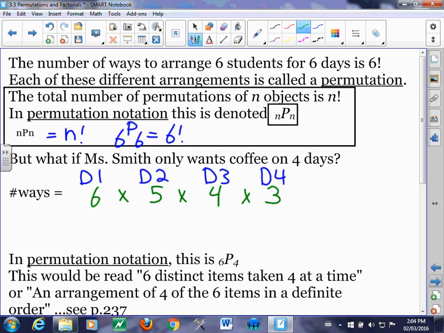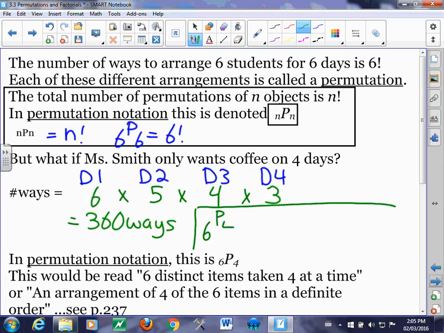So you can't use just your 6 factorial here, folks. If you plug it in your calculator, you're going to get 360 ways. And I'll show you how to use the permutation notation. However, here is the shortcut using permutation notation. If we have 6 people, but we only want it for 4 days, this is where you use that in your calculator. So go 6 perm 4, plug it in your calculator, and you're going to get 360.